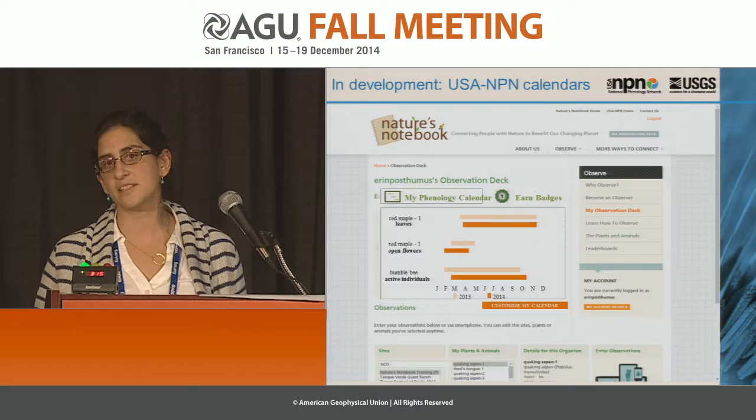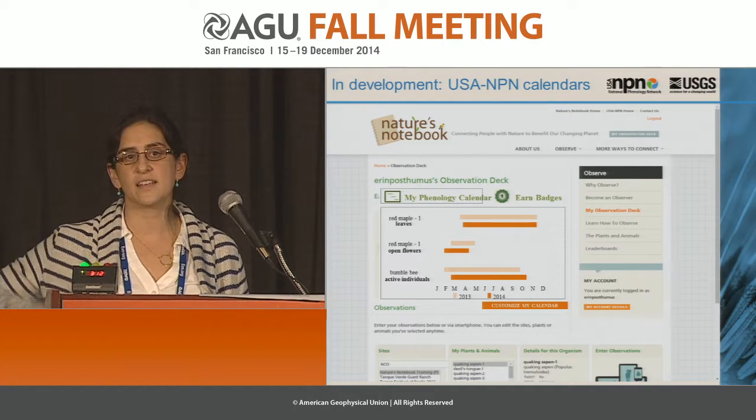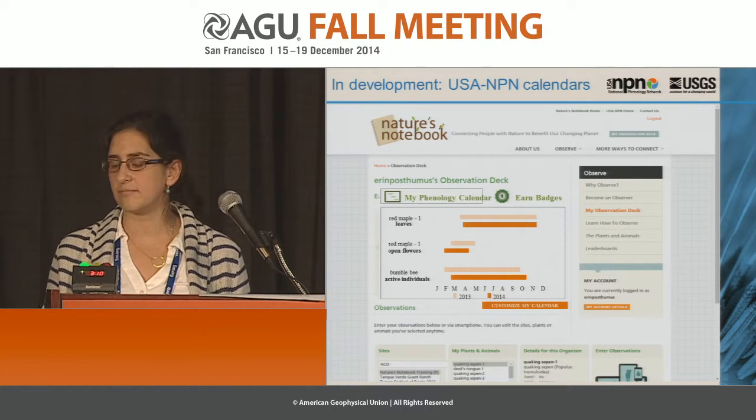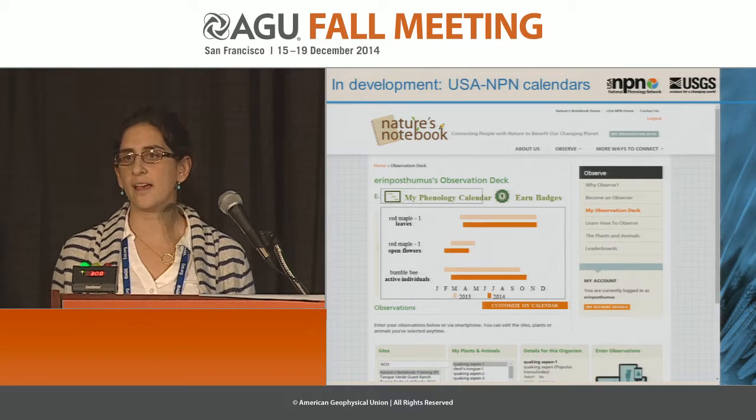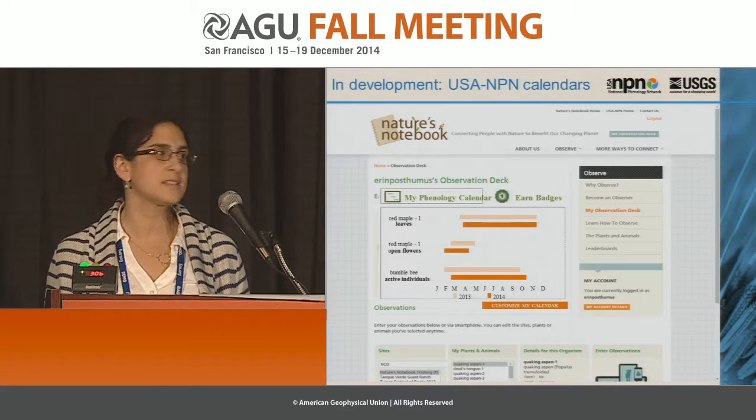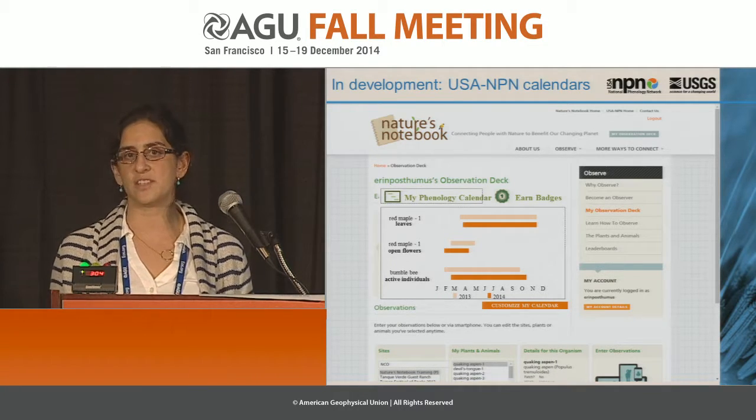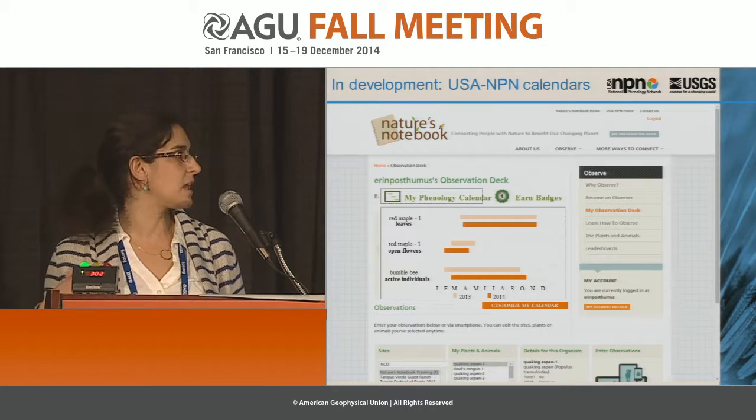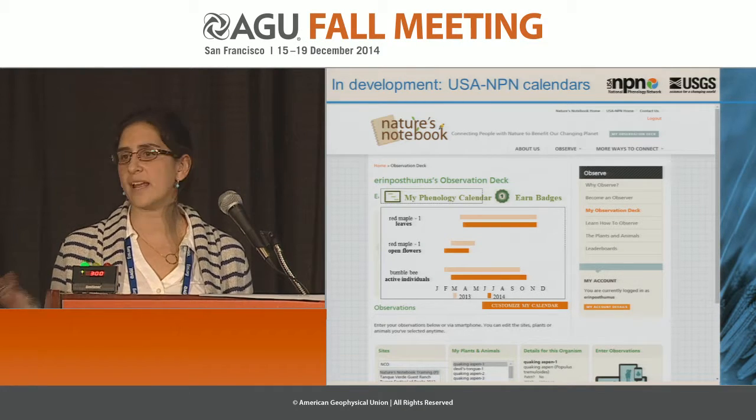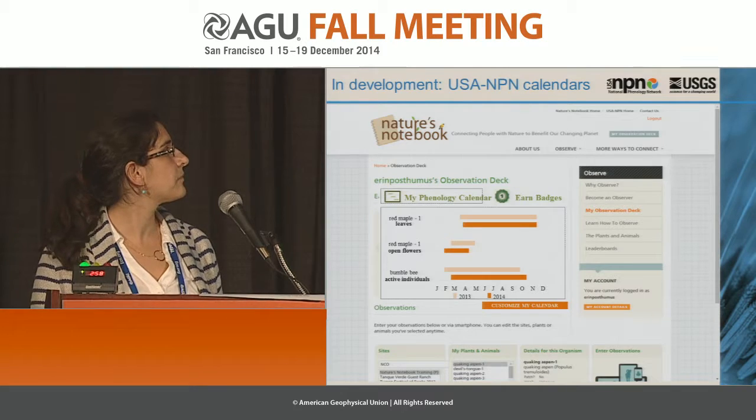There's lots of applications to phenology calendars, such as planning the timing of management processes like managing invasive species, or for parks and refuges to share the timing of flowers or the timing of bird activity in a location.